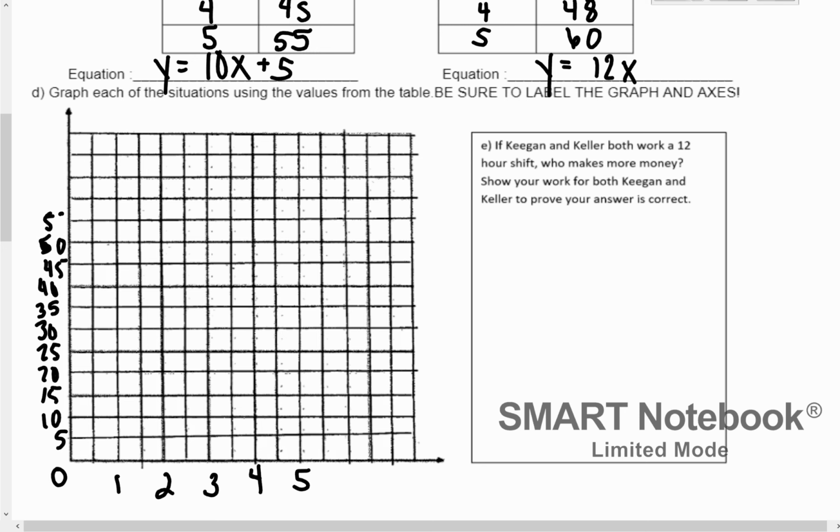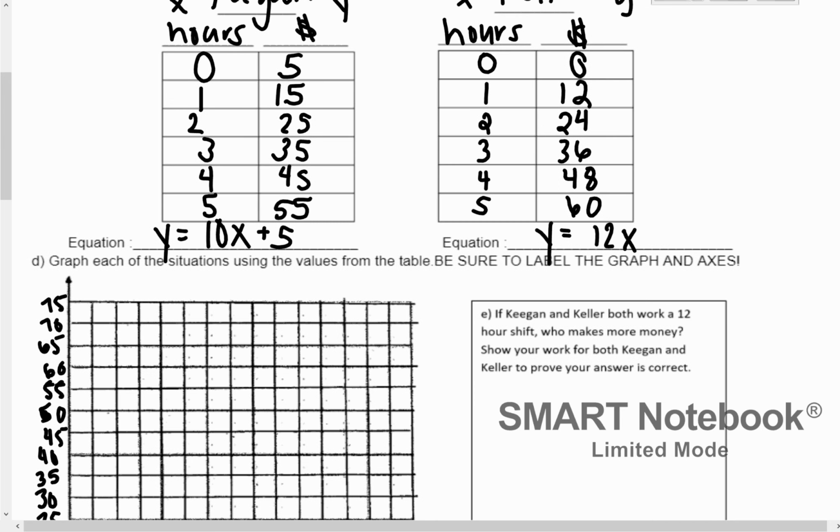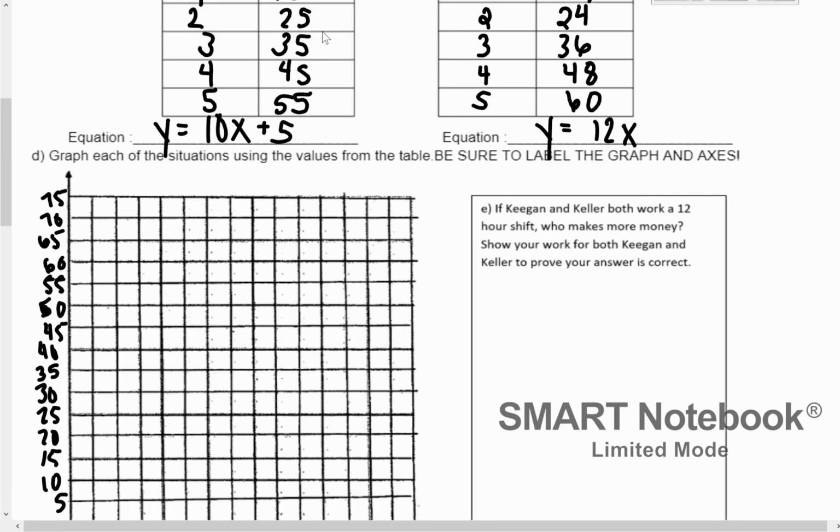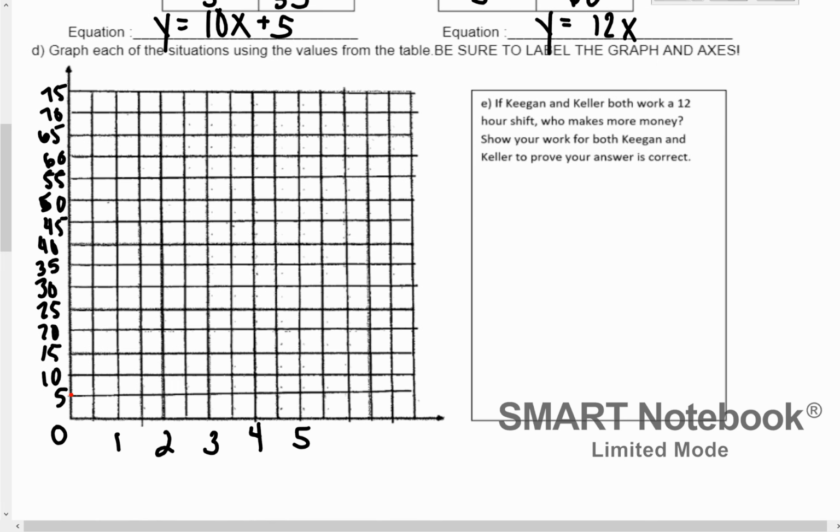Okay. You could also count by tens. It's just that your graph would be really crammed. So counting by fives would probably be the best scale for this. So let's go through and just plot Keegan's. Remember, he's our red dot, so at 0, we should put a 5. It should go up to 5.